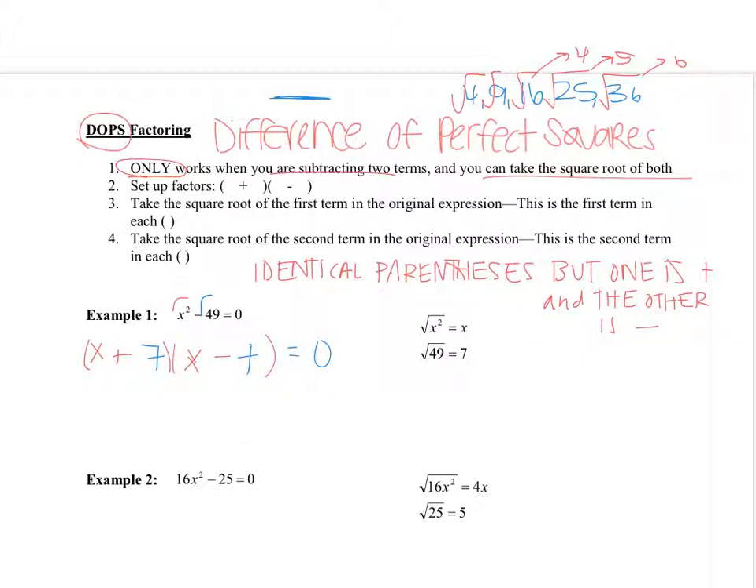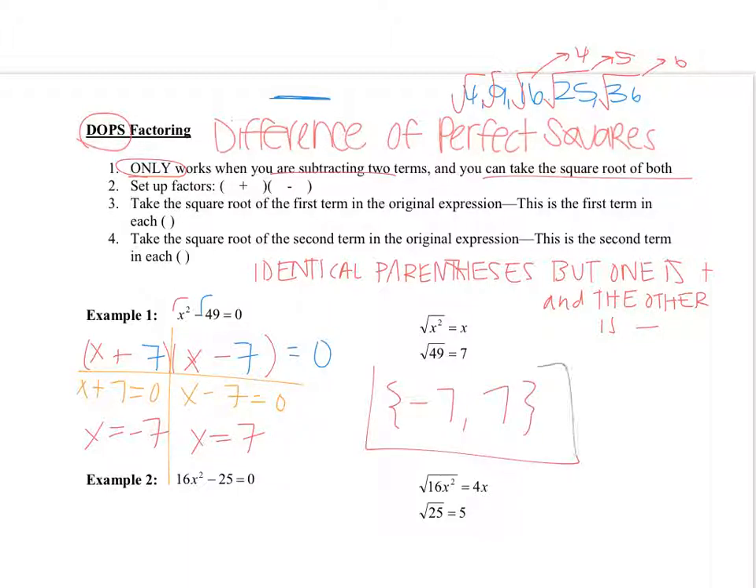All right. So back to x plus 7 and x minus 7. Because it's equal to 0, we do have to solve. Okay, so x plus 7 equals 0, x minus 7 equals 0. Solve it, and you get x equals negative 7, x equals positive 7. So curly brackets, negative 7, comma, positive 7.